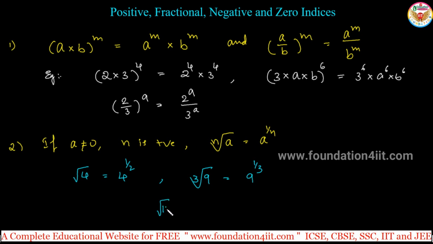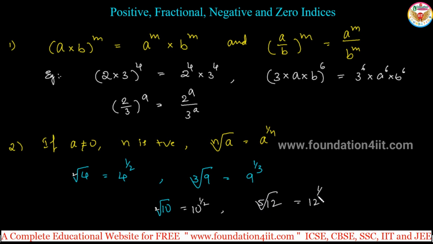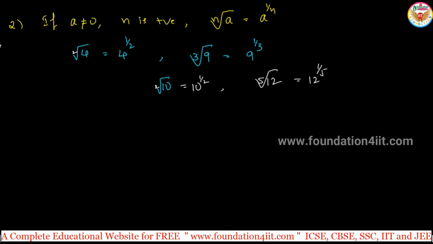And generally for square root, we will not keep the number 2 here, just only the symbol. And for cube, fourth root, fifth root only, you can use this. Right? Generally square root of 10 is 10 to the power 1 by 2, or else fifth root of 12 is 12 to the power 1 by 5. Right? Remember this. Next property.